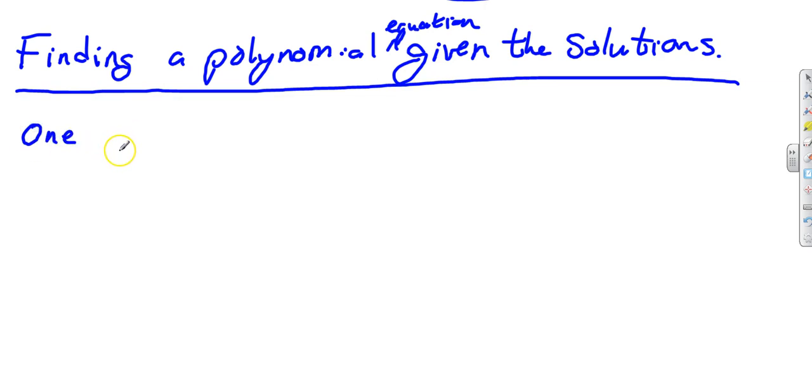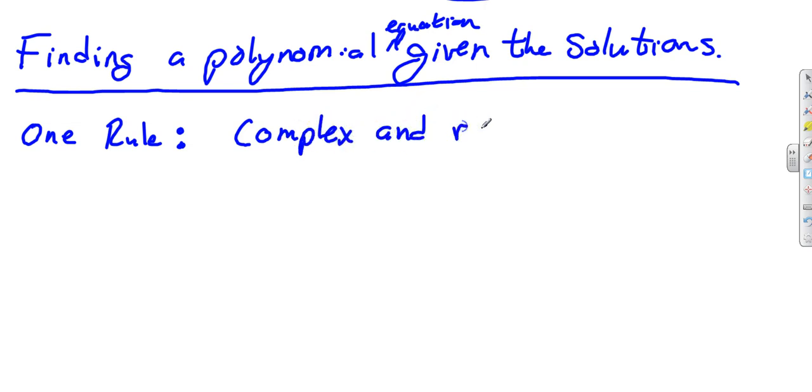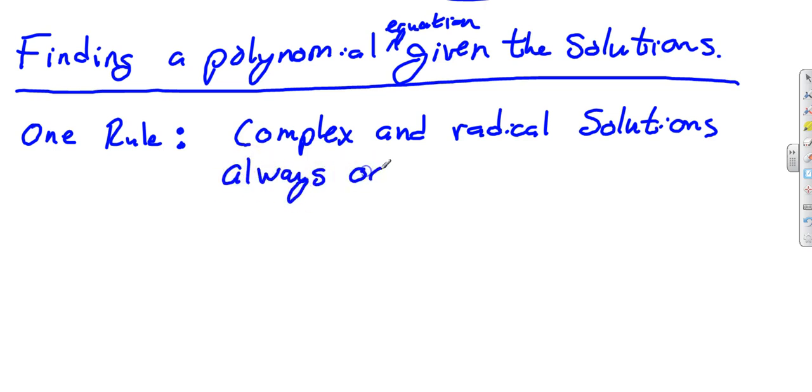I don't know what you call this. I don't know if it's a help or, well, I guess one rule that you have for this thing. I don't think they do anything with radical solutions on this one, but just in case they do, I think everything in this part they stick with the complex numbers. But complex and radical solutions always occur in conjugate pairs.